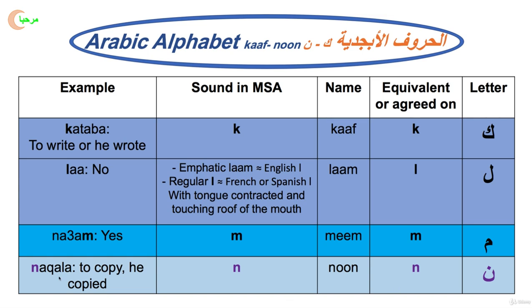And as an example, I picked naqala, and we have a Q here. Remember, the Q represents the kaaf, which is like a Q pronounced in the back of the throat. Naqala, and that means to copy or he copied.